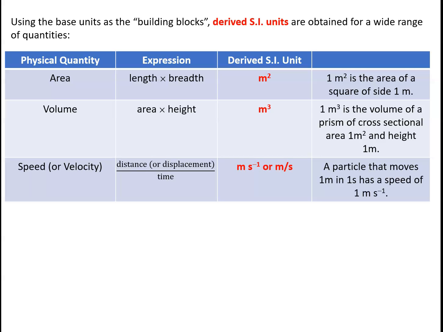For speed or velocity, we know that speed or velocity is distance divided by time, or displacement divided by time. So the SI unit for speed or velocity is going to be the SI unit for distance or displacement, that is the meter, divided by the SI unit for time. So that is either meters per second, or if we like, meter second to the minus 1.